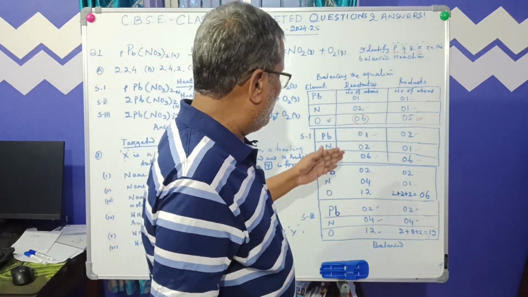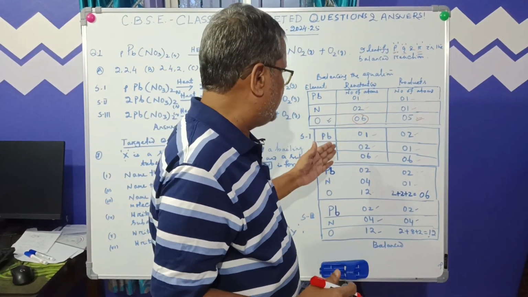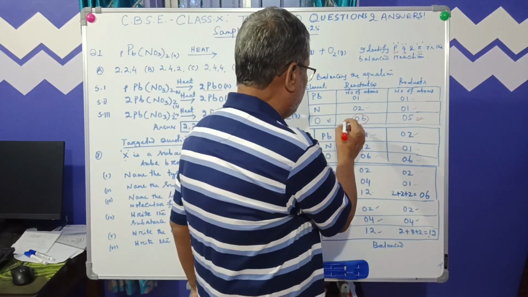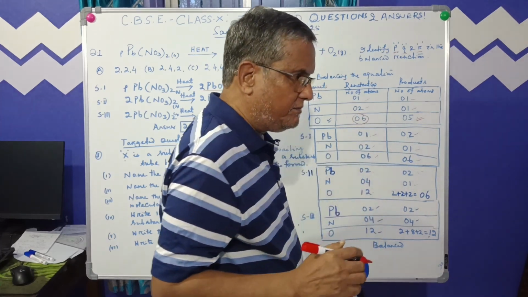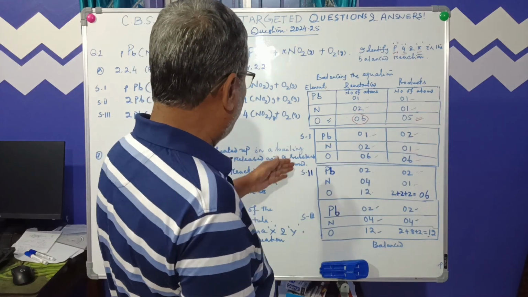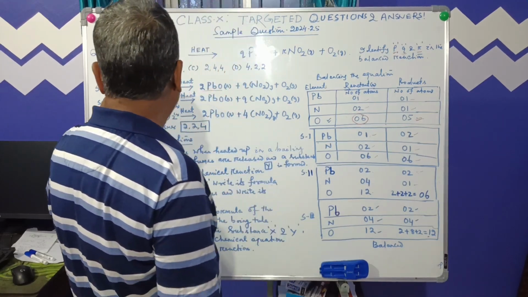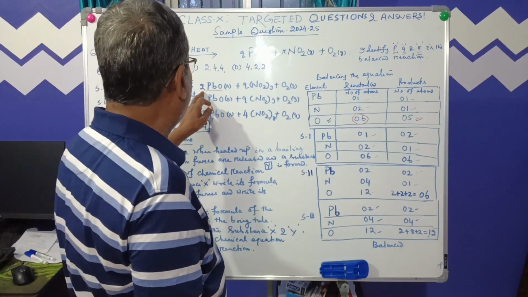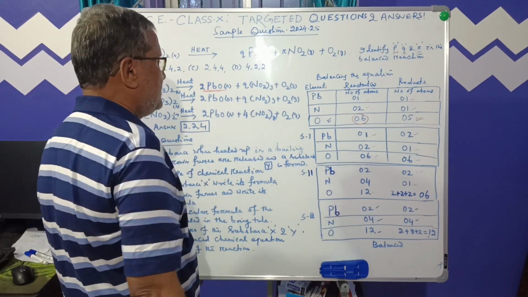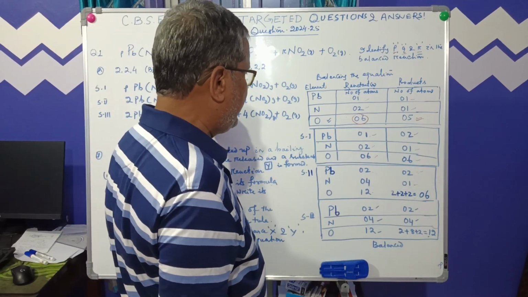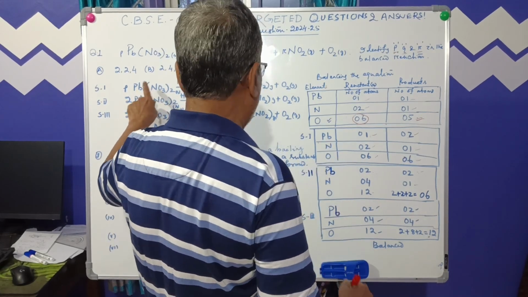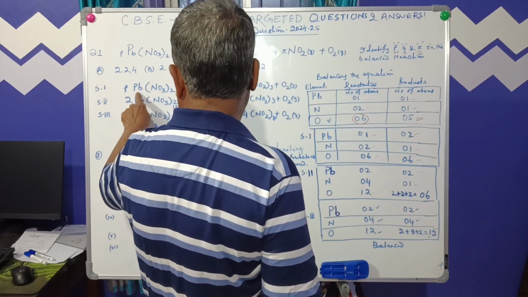Now look at which atom is more in number. We focus on this one, the oxygen. Let's attack the oxygen first. In step 1, what we have done, you see step 1: we have multiplied by 2 on the reactant side.